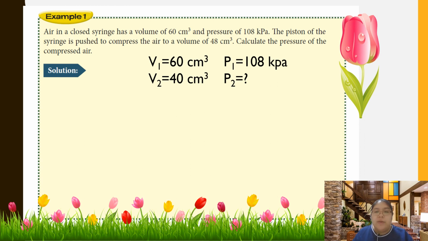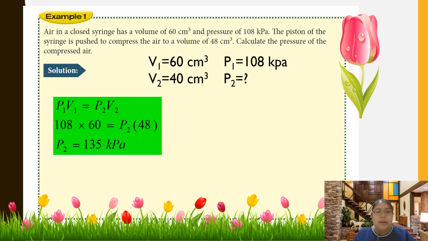Okay, so from here, calculate the pressure of the compressed gas. That means P2 is after compress. So we need to do the calculation. Okay, P1, V1, P2, V2. This one has nothing about the temperature. We don't need to consider the temperature because they never mentioned it, so we assume it's constant.